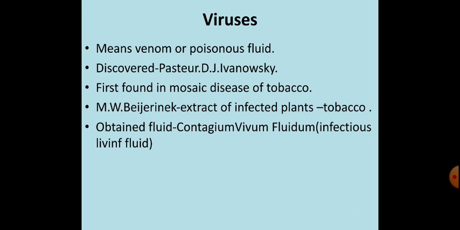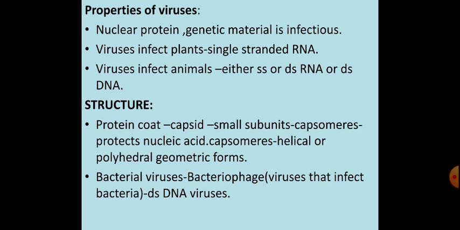So they are mainly a poisonous fluid, first found in mosaic disease of tobacco. In infected tobacco plants, we found a fluid called contagium vivum fluidum, that is, infectious living fluid. Coming to the properties of viruses, a virus is a nucleoprotein, as I said. It is a crystallized structure, crystals consisting largely of proteins.